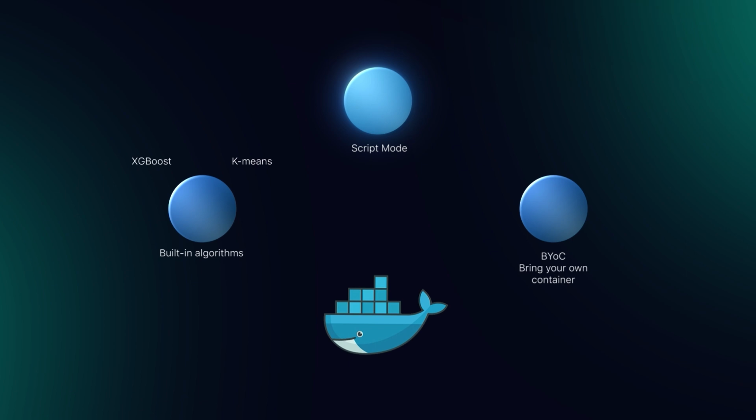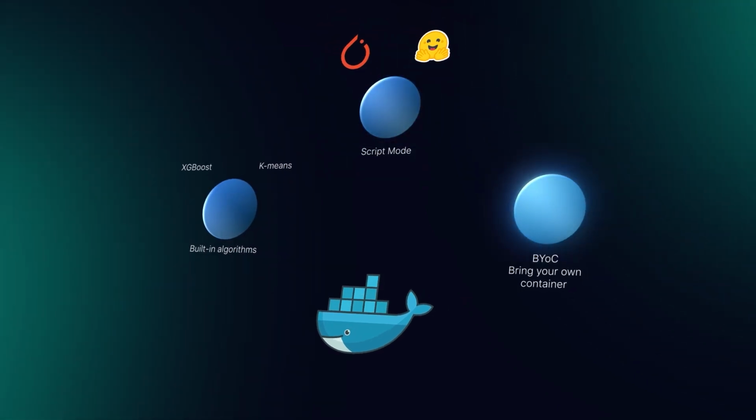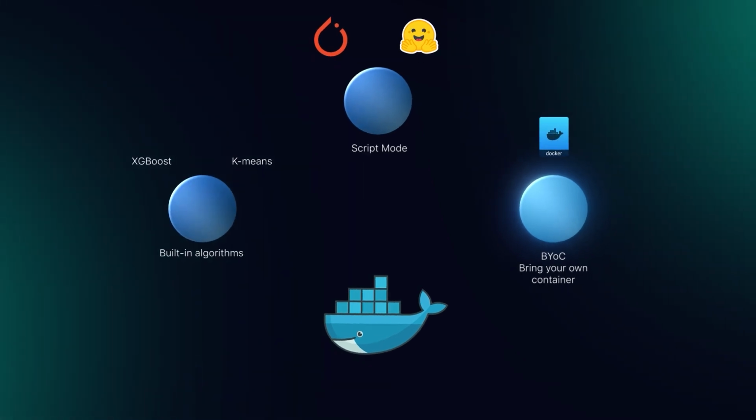SageMaker will take care of managing the infrastructure for you. This is the most popular setup, and many libraries and frameworks such as PyTorch and Hugging Face specifically provide their official Docker containers made for SageMaker. And lastly, if your use case doesn't fit any of these, you can follow the SageMaker guidelines and bring your own container by building it from scratch.